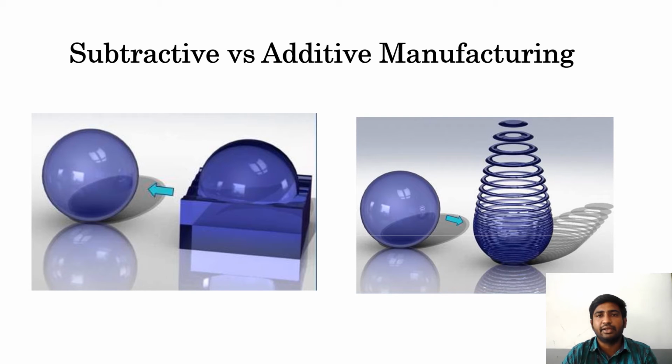Unlike subtractive manufacturing, additive manufacturing is a method in which the part is created in a layer-by-layer manner. Here you can clearly see in the picture that the sphere is sliced into many layers and merged. Layer by layer, they merge or stick together to form the required metal part. This is additive manufacturing. Let's move on to the next slide.